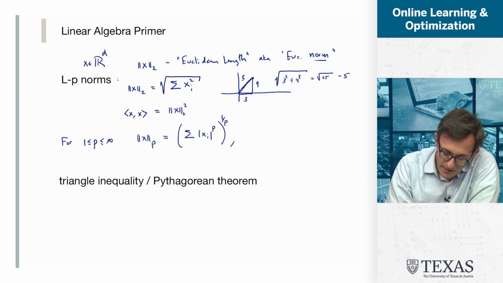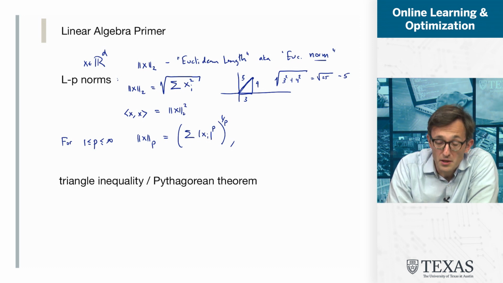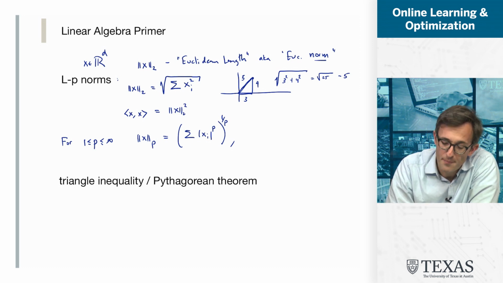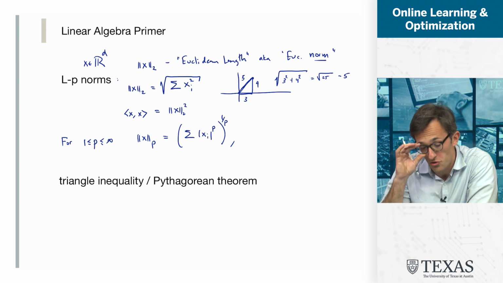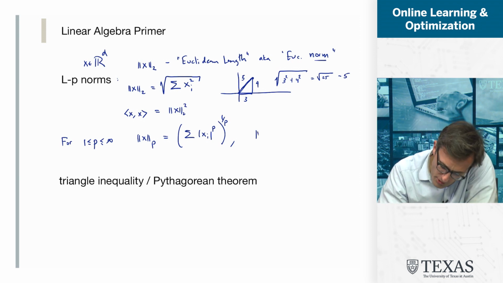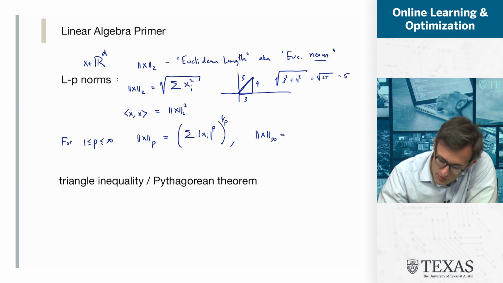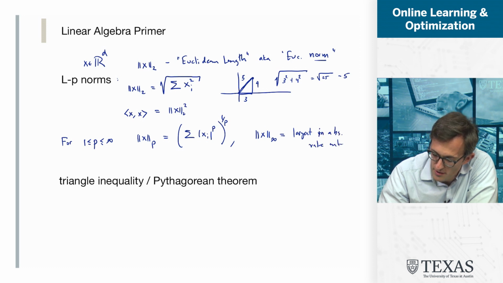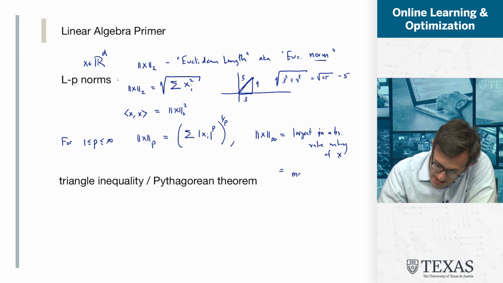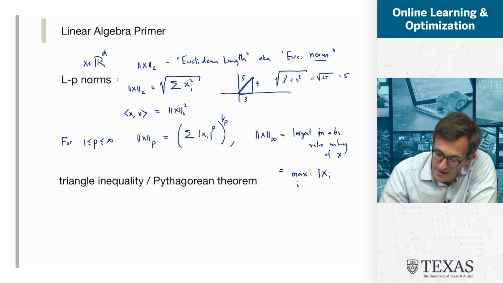Now you can note that I wrote p less than or equal to infinity. So you can consider what happens to this property as p gets larger and larger. But for now, I'll just define the infinity norm of x as the largest in absolute value entry of x. In other words, it's the maximum over all i of the absolute value of x_i.